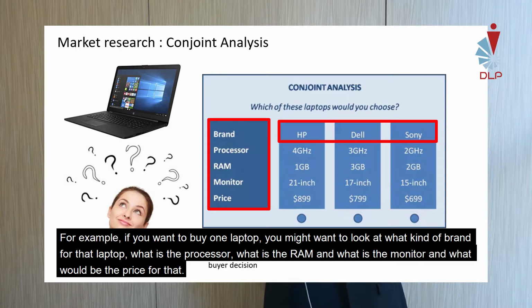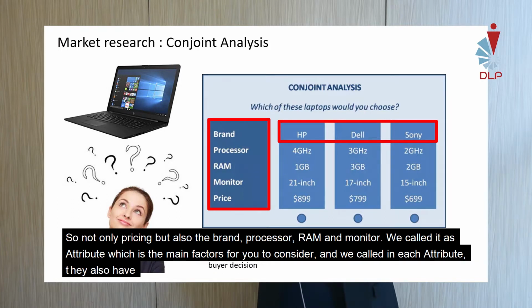For example, if you want to buy a laptop, you might look at what brand of laptop, what the processor is, what the RAM is, what the monitor is, and what the price would be. So not only pricing, but also the brand, processor, RAM, and monitor. We call it an attribute, which is the main factor for you to consider.